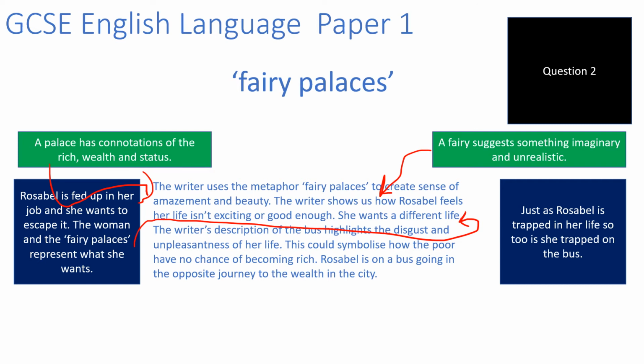But also we can talk about the bus. The writer's description of the bus highlights the disgust and unpleasantness of her life, and so just as Rosabelle is trapped in her life, so too she is trapped on the bus. And so we're looking at a bit of symbolism, but we're giving more reasons why things are happening. So far we've added 4-5 sentences, adding to the explanation and going in a little more depth.